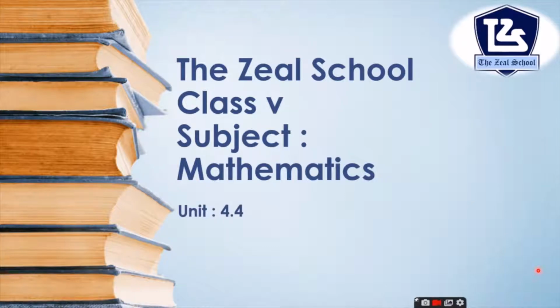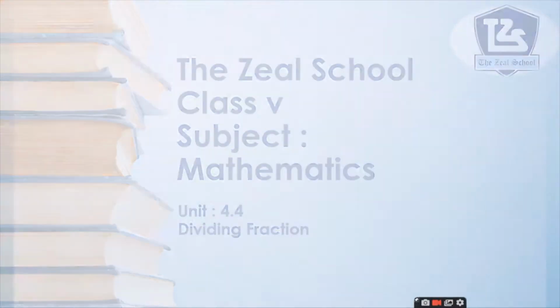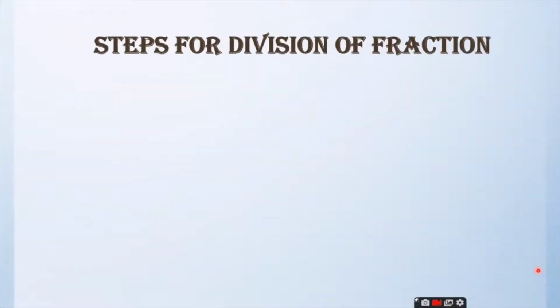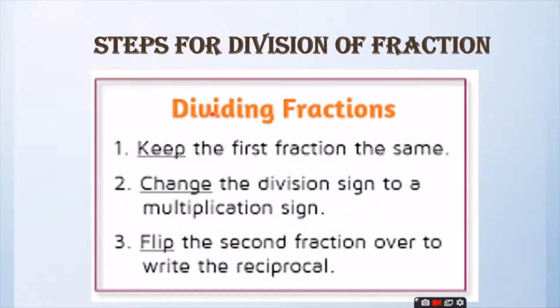Today we are going to start unit 4.4, which is dividing fractions. Steps for division of fractions. When we divide fractions, we have to do these 3 steps. The first one is keep the first fraction the same. Second is change the division sign to a multiplication sign. And third one is flip the second fraction over to write the reciprocal.